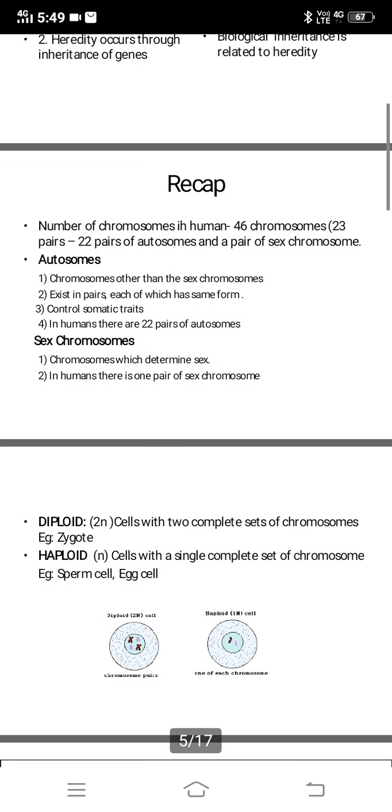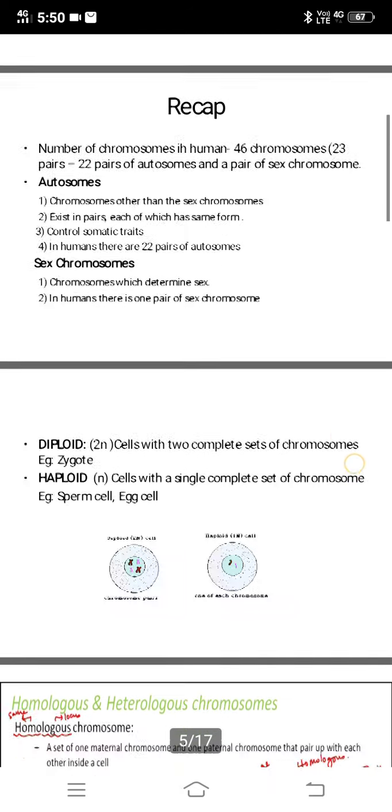Now another term, diploid, haploid, this also you have come across many times. Diploid means the cells with two complete sets of chromosomes, so 2n, when we write it as 2n. So the complete set of chromosomes is there in a diploid cell. The zygote is a diploid cell. And haploid cells are the cells with a single complete set of chromosomes. That means n, we call it half. Haploid is half. For example, sperm cell and egg cell, they are haploid.